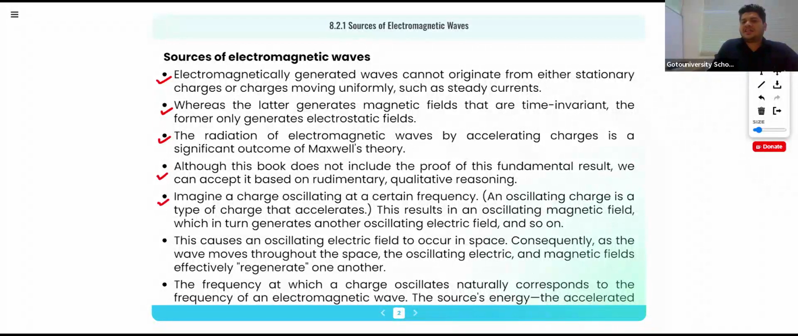Imagine a charge oscillating at a certain frequency. An oscillating charge is a type of charge that accelerates. This results in an oscillating magnetic field, which in turn generates another oscillating electric field, and so on. This causes an oscillating electric field to occur in space. Consequently, as the wave moves throughout space, the oscillating electric and magnetic fields effectively regenerate one another. The frequency at which the charge oscillates naturally corresponds to the frequency of the electromagnetic wave. The source of energy is the acceleration.